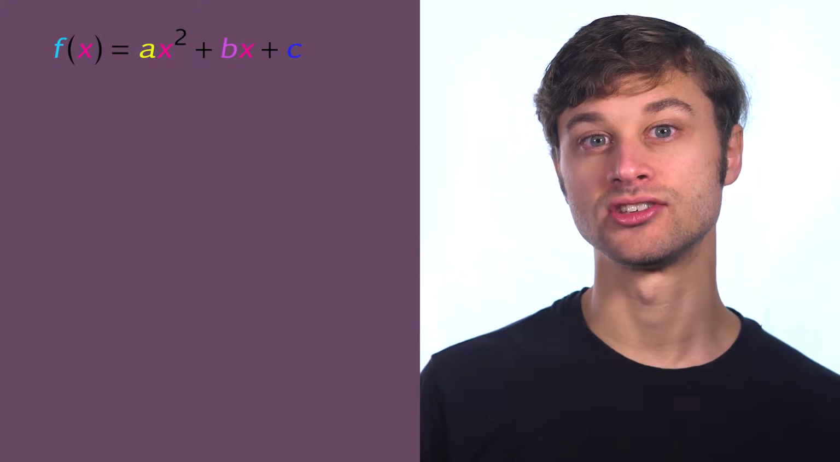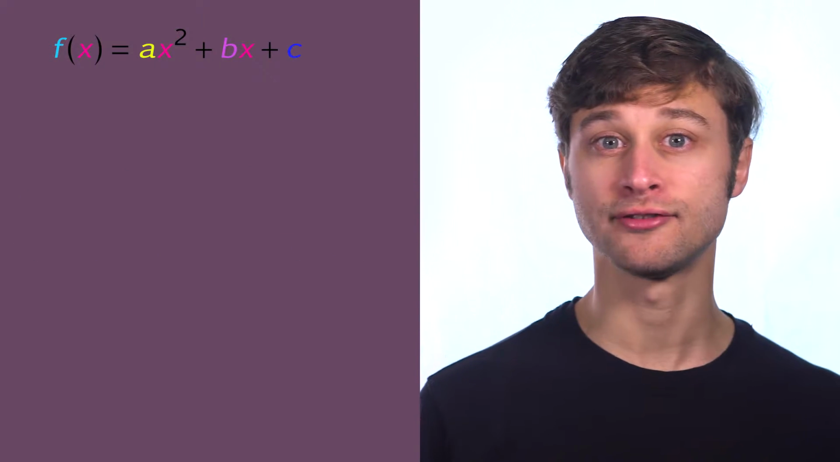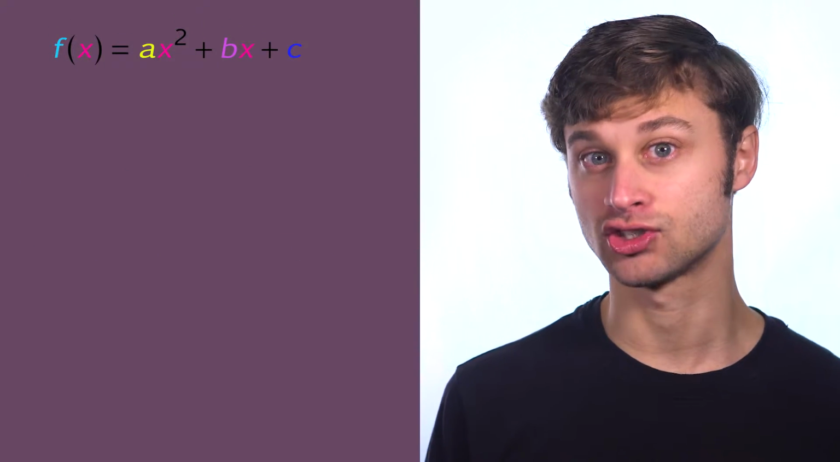In standard form, they look like this. f(x) = ax² + bx + c. a, b, and c are things called coefficients, which are multiplicative factors on the end of the x terms.